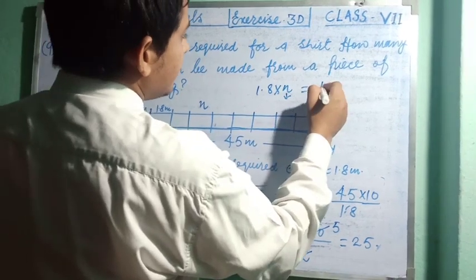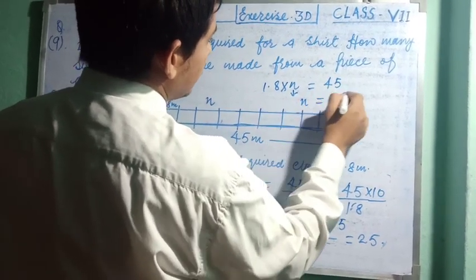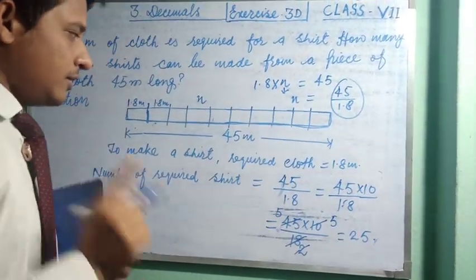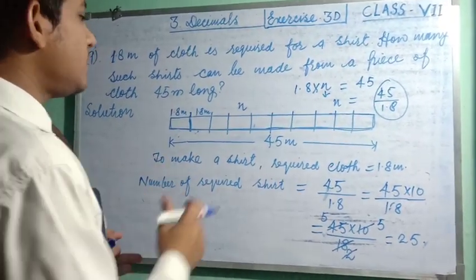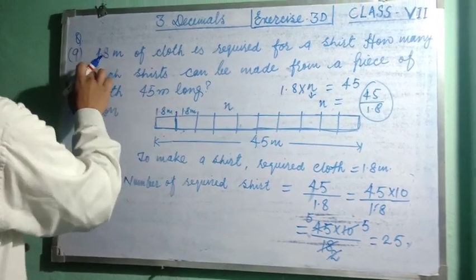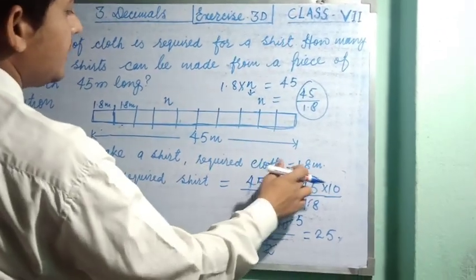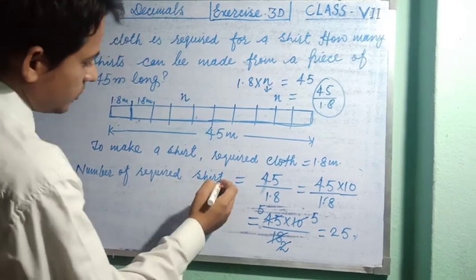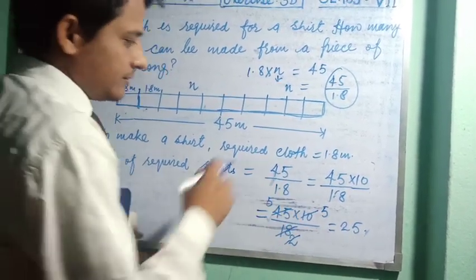Now see, here the total length is 45. This n is equal to 45 divided by 1.8. That means, in one word, this is a division type of question. We have to divide the total length by 1.8 meter, because to make a shirt the required cloth is 1.8 meter. So the number of required shirts is 45 divided by 1.8.